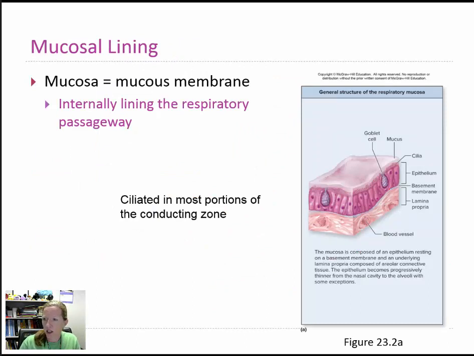And it's always going to sit on top of a basement membrane, and it's always going to have this underlying lamina propria. And that is going to be mainly areolar connective tissue. But look, this is really important, is the fact that there's lots of blood vessels in there.